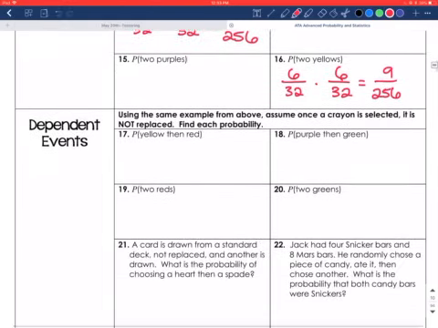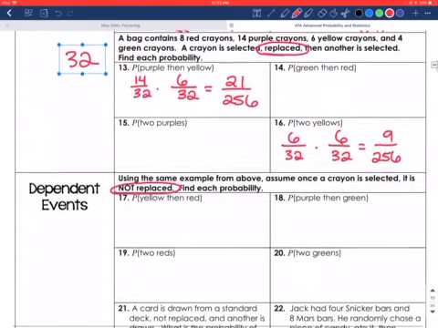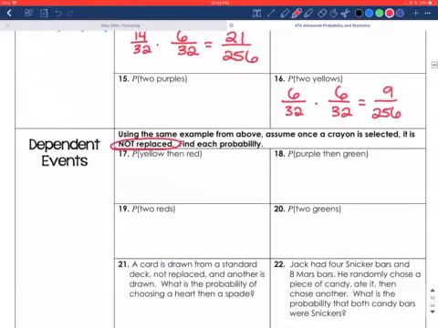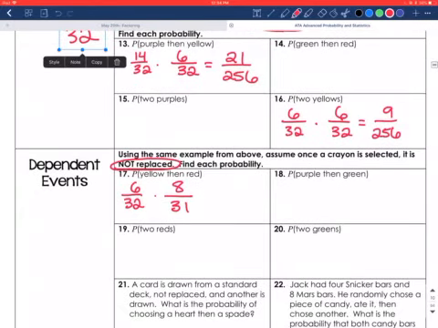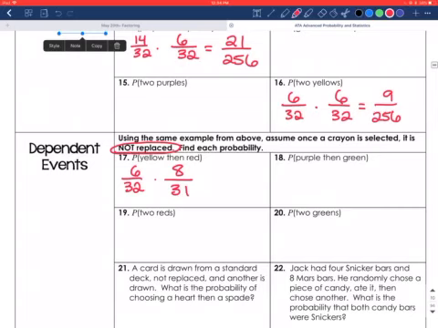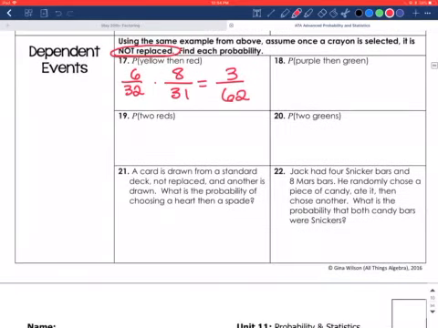Now the dependent event here is a little different. So using the same sample from above, assume that once a crayon is selected, it is not replaced. Okay, so for number 17, the probability of getting a yellow, there's 6 yellow out of those 32, but then we do not replace that yellow, so now there's only 31 crayons left. So the probability of getting a yellow and then a red, well, there's still 8 red left. We didn't take out a red, we just took out a yellow, right? So then you'd multiply that out and simplify it. That will give you 3 over 62, right?